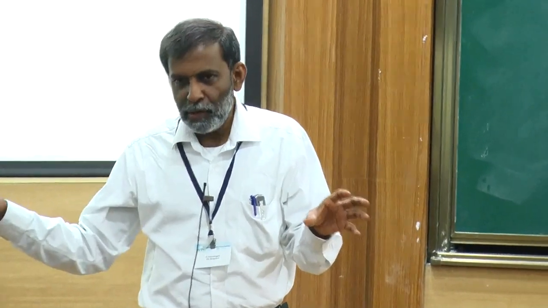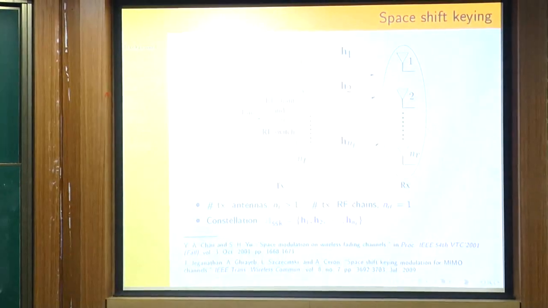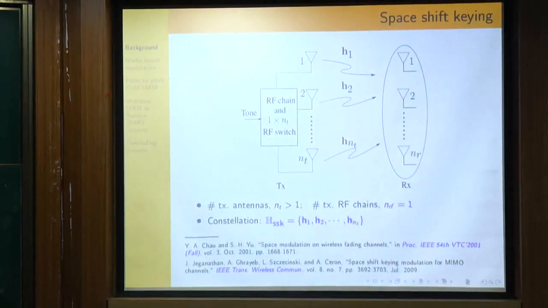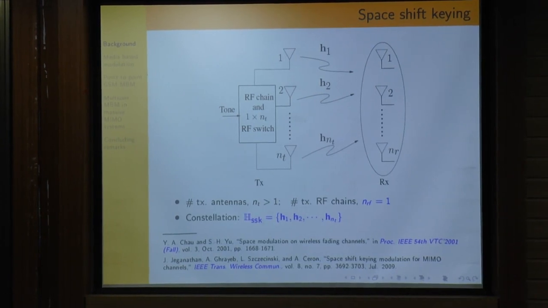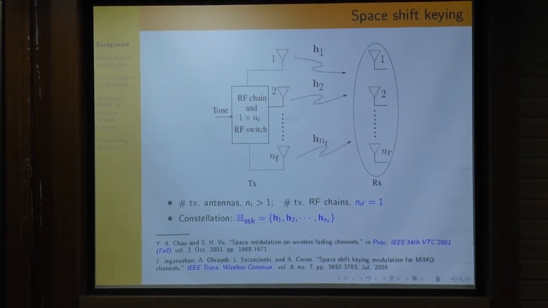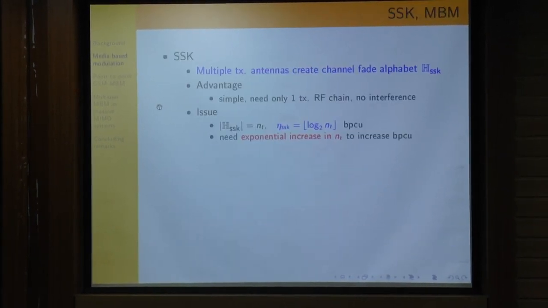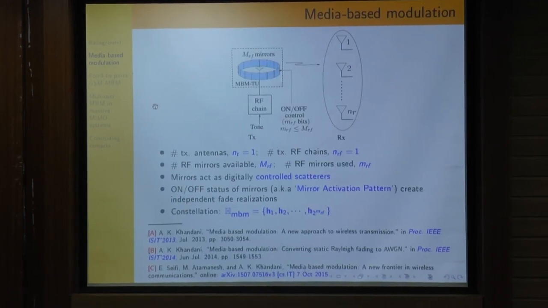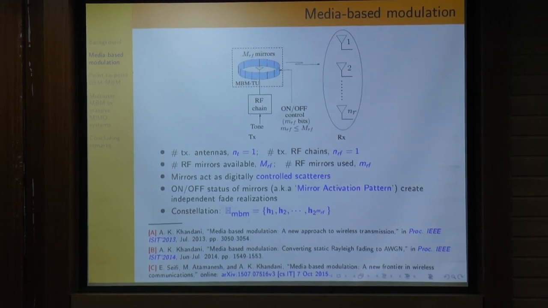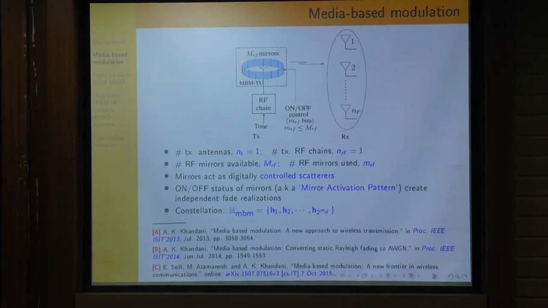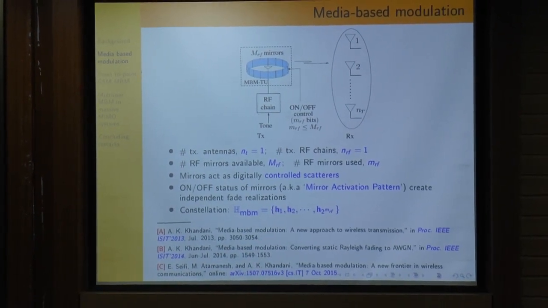NT antennas are given. You can have a parameterized number of RF chains, 1 to NT. One is not as good, NT is also not as good, but somewhere in between there is an optimum in terms of more rate and better performance. So he called this a new frontier. I think beyond these two papers that group is not publishing anything more, but he believed this is a new frontier, and we'll see whether it's true.